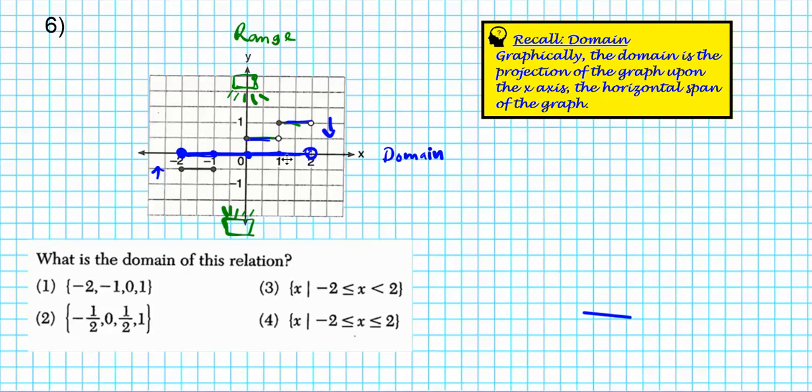So this inequality represents the domain. It's going to be the set of x's such that -2 is included, so you put this line here, less than or equal to x, and then less than 2, since 2 is excluded because the endpoint is an open circle, hence an open circle will be projected on the x-axis. So you go from -2 to 2 with -2 included. The answer for number 6 is option number 3.